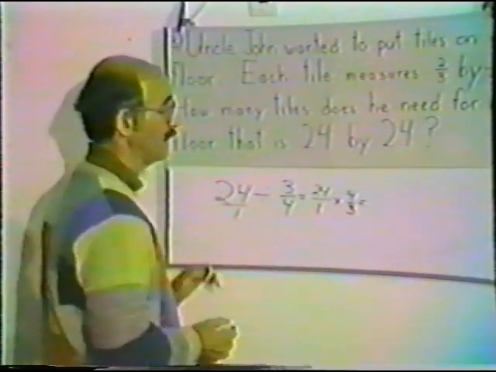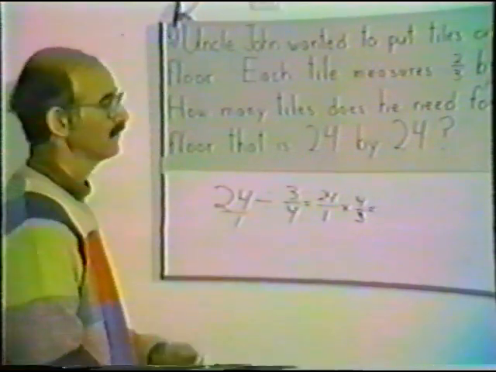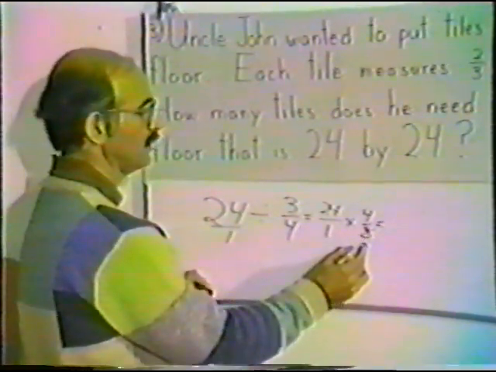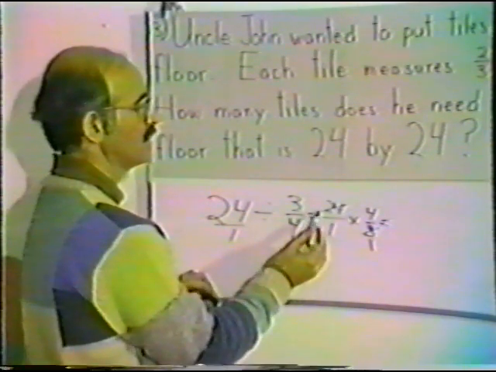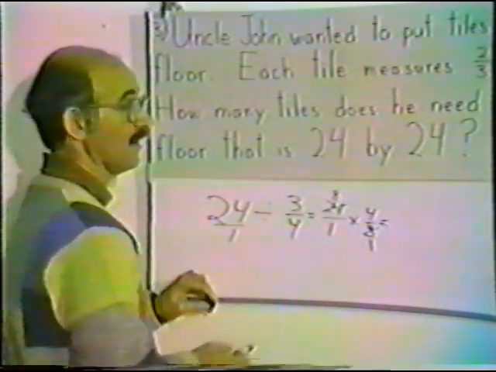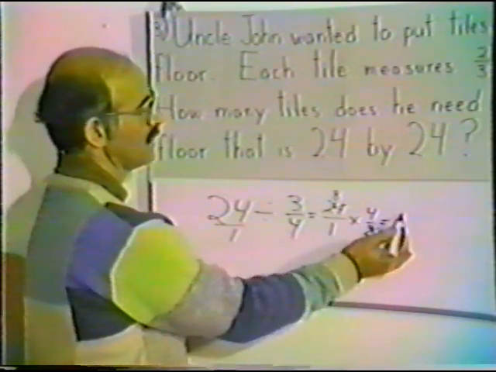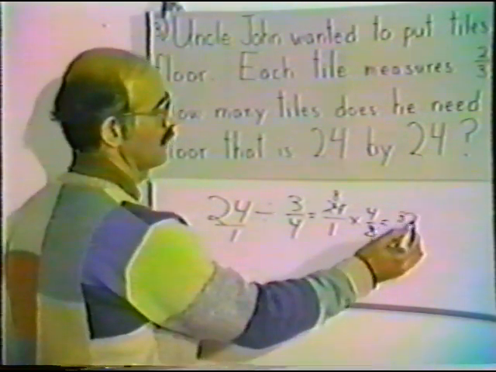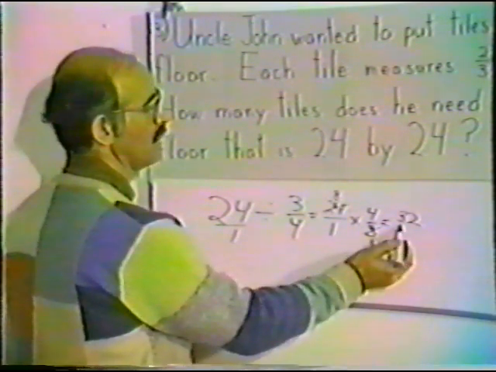It becomes 4/3. Can I cancel the 3 and the 24? Yes. 3 into 3 goes 1. 3 into 24 goes 8. Now I can multiply across. 8 times 4 is 32. And 1 times 1 is 1.